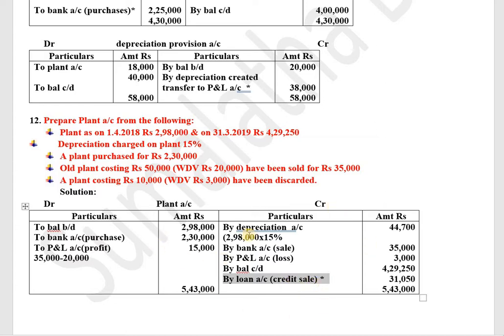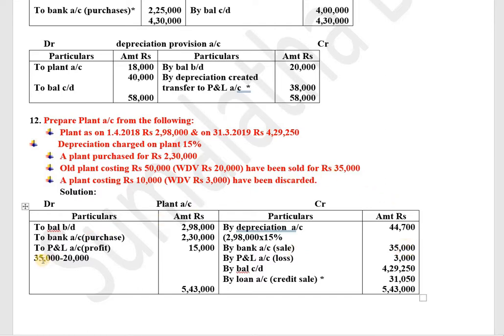So in this way you have to go for preparing the plant account. Once again I'll tell you all. See here, plant opening balance, we have taken 2,98,000. By balance carried down 4,29,250. Depreciation charged on plant, always depreciation on the opening value, we have taken 50%, that is 44,700. Plant is purchased by bank account, purchase 2,30,000. Plant worth 20,000 has been sold, sold by bank account, sale 35,000.